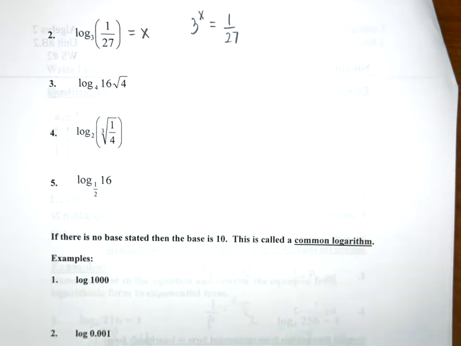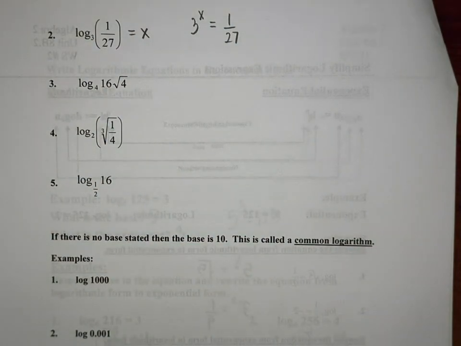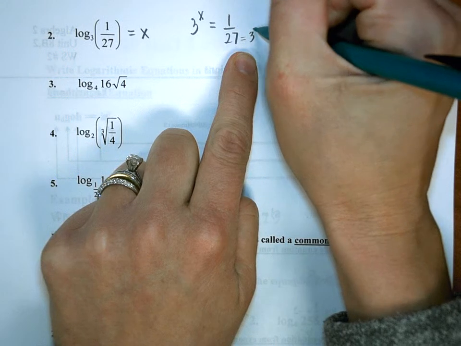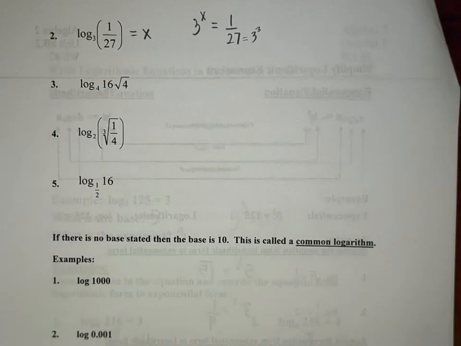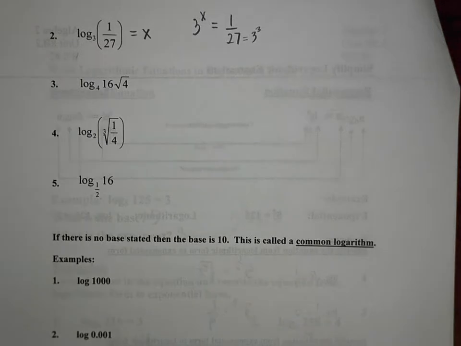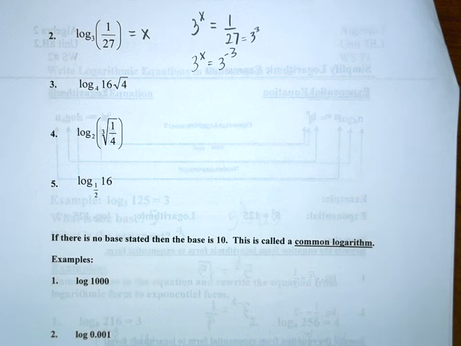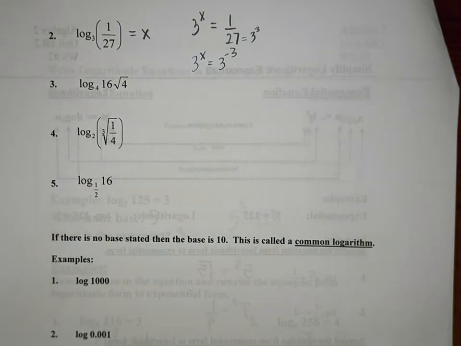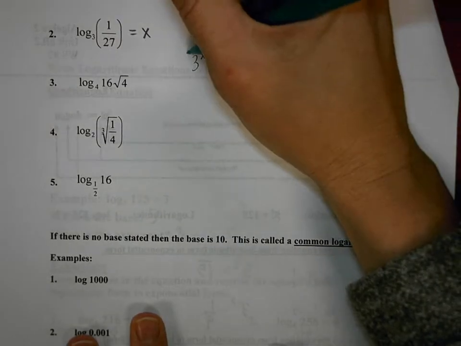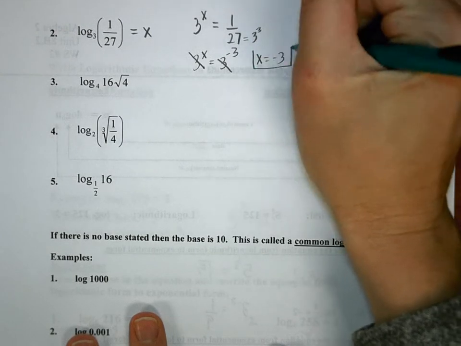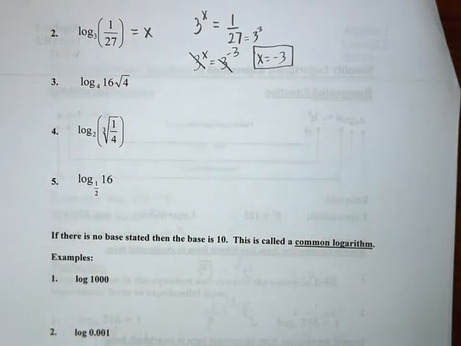Okay, next step is what, Eric? To make the bases the same. Good, the base is the same. What base do you think we'll end up using? 3. And 27 is 3 to what power? 3 to the third. But I don't want it on the bottom, I want to bring it up to the top. So what happens when I change sides with exponents? Very good. So it's going to be 3 to the x equals 3 to the negative third power. And then my last step is to do what? Good. And that means that my answer is x equals negative 3. Perfect, that is correct. Questions?